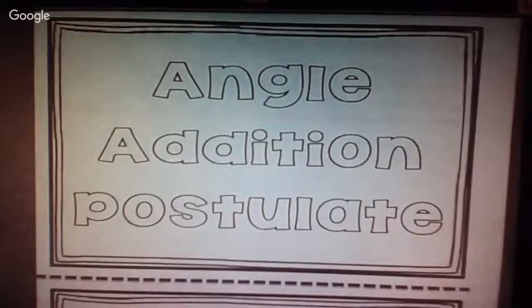Focus. Okay. We need to talk about the angle addition postulate. This is very close to what we did yesterday with the segment addition postulate. We said the two smaller segments, when I put them together, gives me the big segment. Well, guess what? This is the same thing, but it's with angles. So this says the two smaller angles, when I add them together, should equal the big angle.